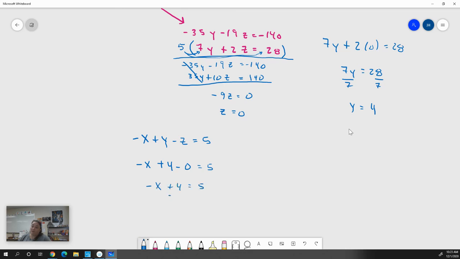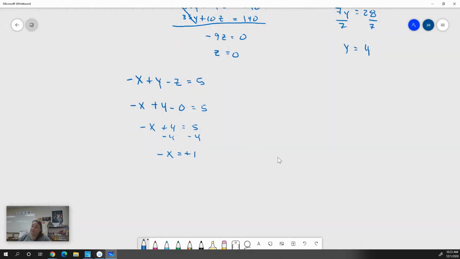And then I can subtract out that 4. And I get minus x equals positive 1. Right? But what happens when I divide this by negative 1? Because I don't care what negative x equals. I care what x equals. So I'm just going to divide everything by negative 1. And I get x equals negative 1. So my solution is negative 1, 4, and 0.